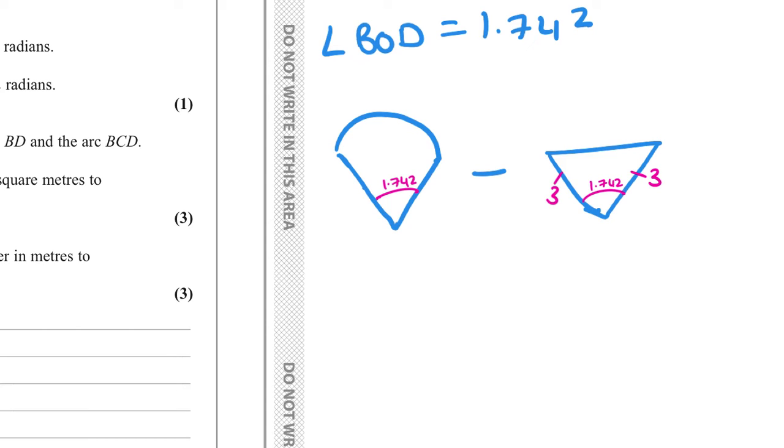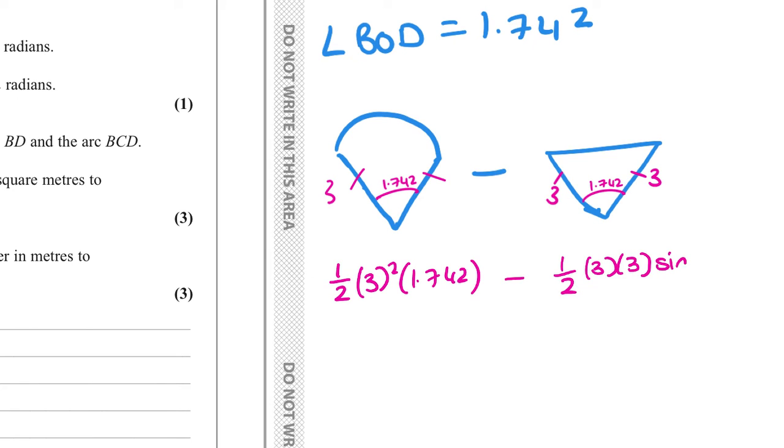Half r squared theta. A half r squared theta, minus a half AB sine C. Perfect. Okay? So, let's put this all in the calculator.